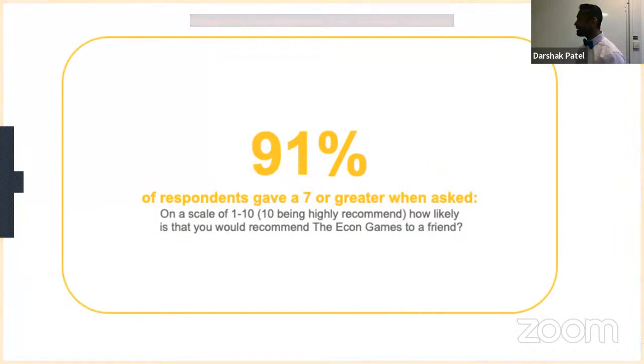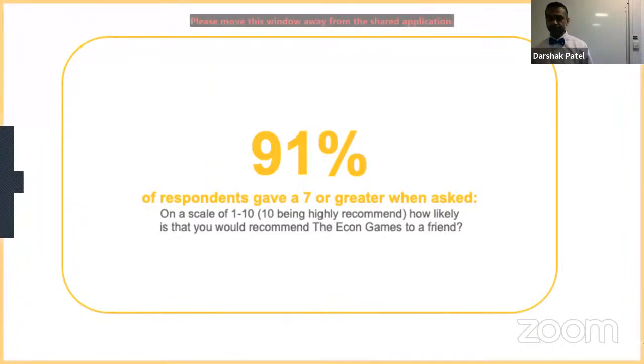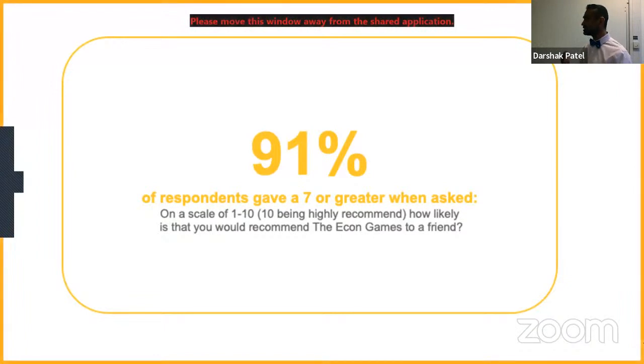We got really great feedback in terms of 91% of students gave us a 7 or greater when asked whether they would come back, they would recommend Econ Games to a friend. That's showing us that we're moving on the right path and seeing that students are craving for such opportunities. So that was really good to see.